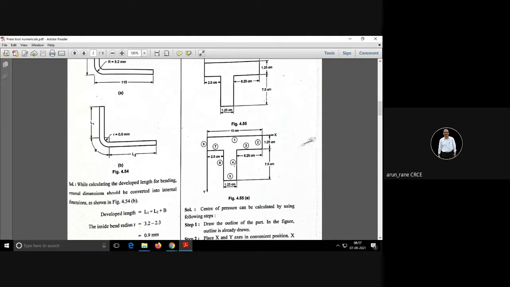Can anyone answer? For element number 4, look at my cursor, this is element number 4. Its center of gravity will be at a distance of half of this, and then with respect to this, what will be the dimension? 1.25 plus 7.5 divided by 2. So 7.5 divided by 2 will be how much? 3.75 plus 1.25. So that will be 5. Right? Yes sir. Okay. Now in this particular example, he has considered this dimension as positive.